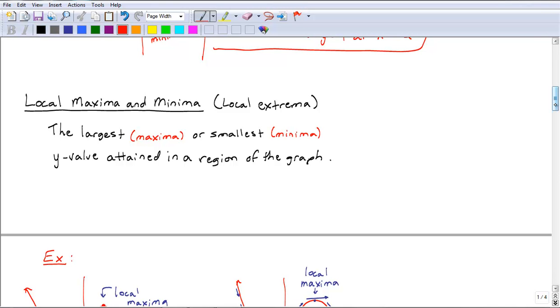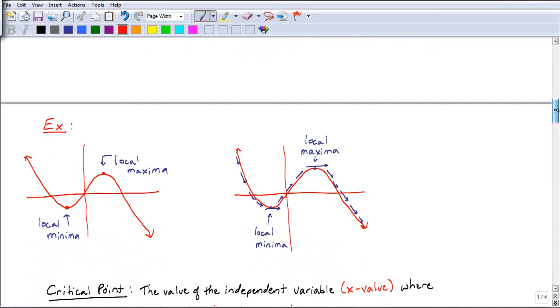So here's some pictures that show you some local max and mins. Here's a local minima because in this region it's the smallest y value. Is it the smallest y value of the whole graph? No, because the ones over here go all the way to negative infinity. This area here is a local maxima because it's the largest y value in that region. Is it the largest y value on the whole graph? Well, no, those go all the way out to positive infinity. So notice local minima and maxima are valleys and peaks. That's really what they become.